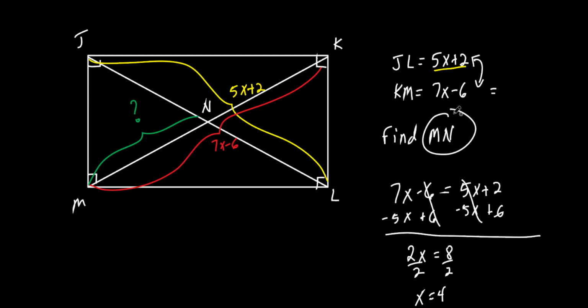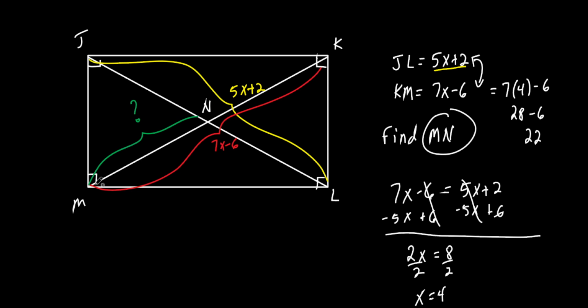So let's plug X back into this. So it's 7 times what? 4 minus 6. 7 times 4 is 28 minus 6. What's 28 minus 6? 22. Is that my answer? Is that MN? That's right. I just found that whole red one right there, KM, didn't I?